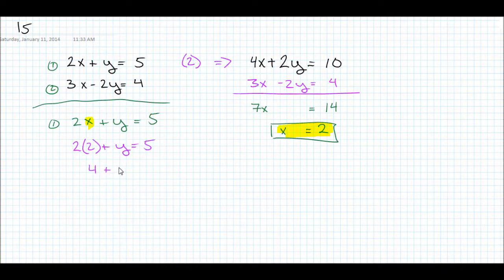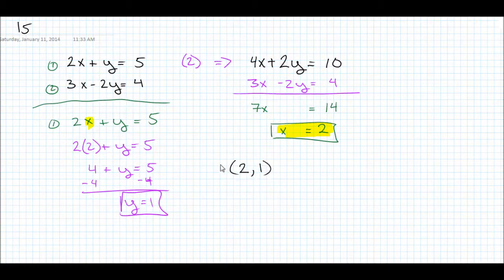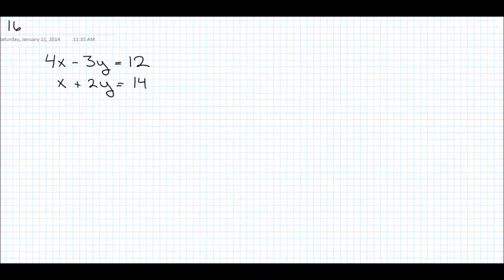Simplifies to 4 plus y equals 5. Subtract 4 on each side, and we get y is equal to 1. So our solutions are x equals 2 and y equals 1. So we'll write that (2, 1), and that's our solution set. And you can check again if you'd like, and it'll work.